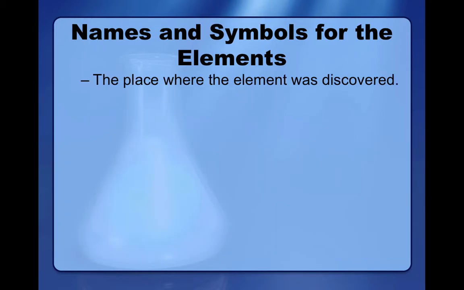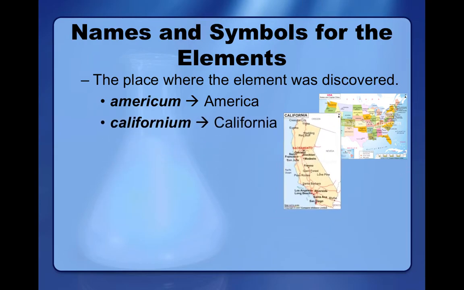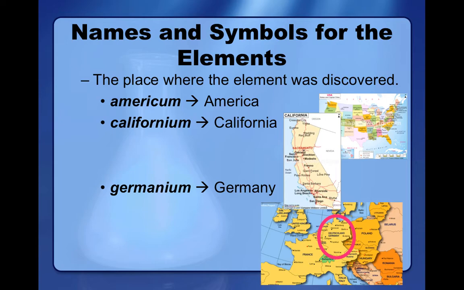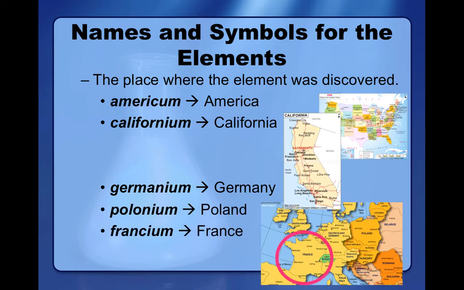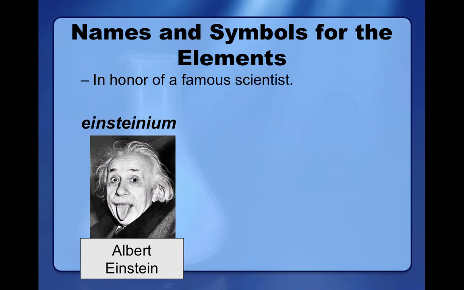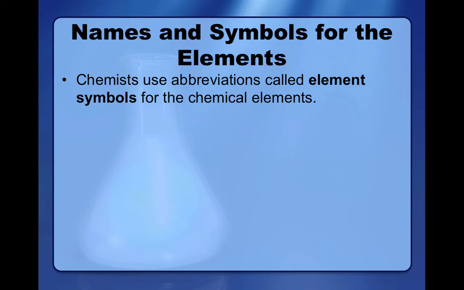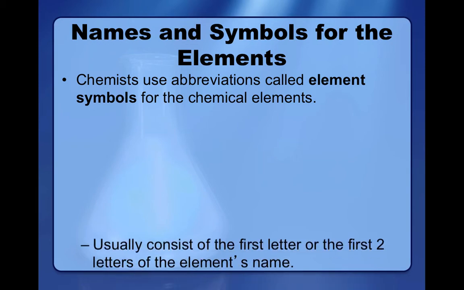The place where the element was discovered is another way to name elements. For example, americium was found in America, californium, specifically California, germanium, Germany, polonium, Poland, francium, France, and you get the idea. Sometimes elements are named in honor of a famous scientist. Einsteinium, nobelium, curium.